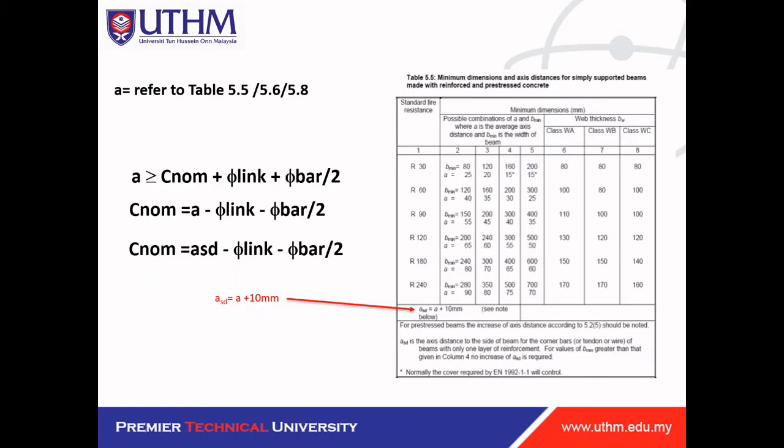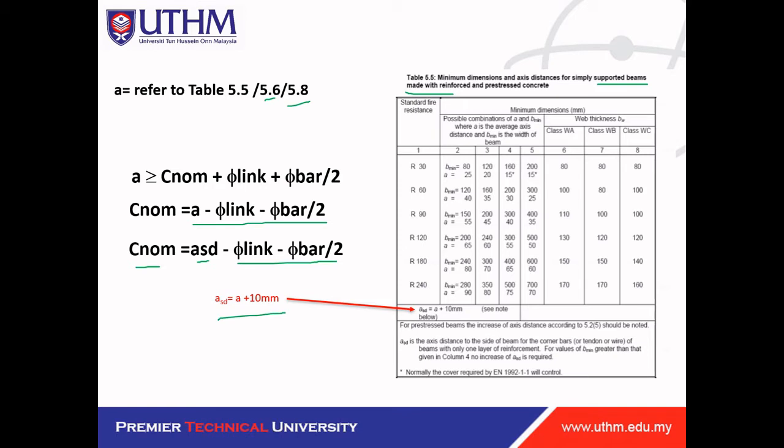So A, you can refer to table 5.5, 5.6 and 5.8, but here I only put table 5.5: minimum dimensions and axis distance for simply supported beams made with reinforced and pre-stressed concrete. So you can check 5.6 and 5.8 in the Eurocode. So A must be greater than C nominal plus D link plus D bar over 2. So C nominal is equal to A minus D link minus D bar over 2. So C nominal is also known as ASD minus D link minus D bar over 2. So what is ASD? ASD is A plus 10 mm.